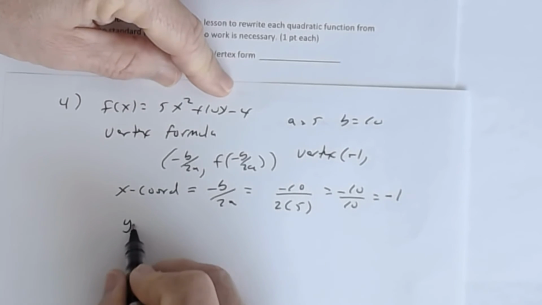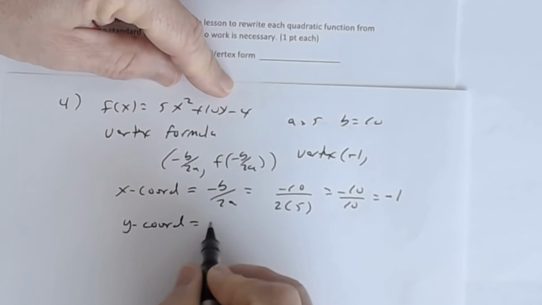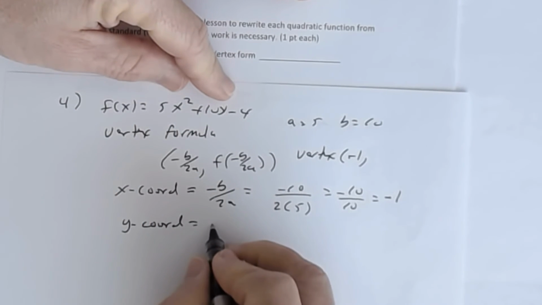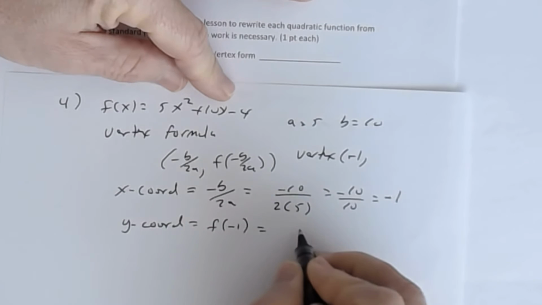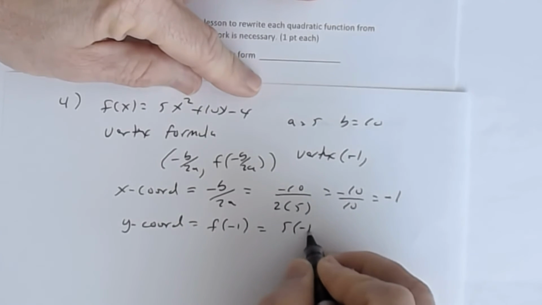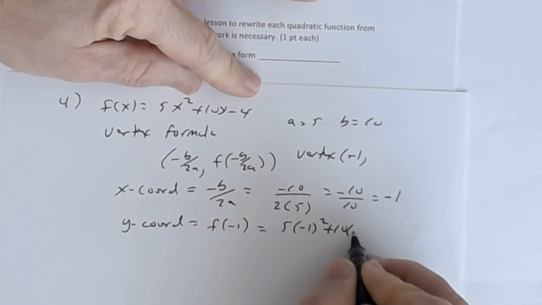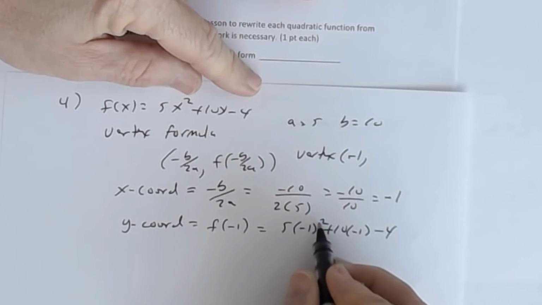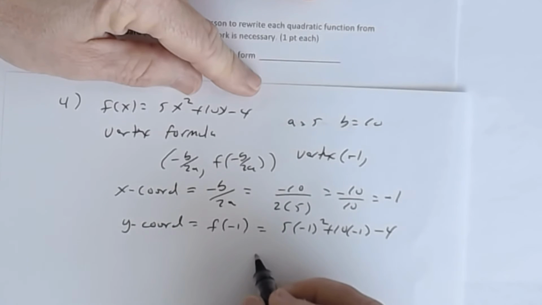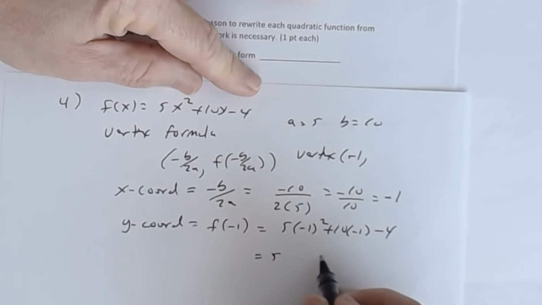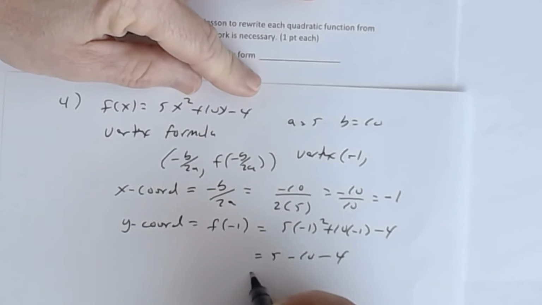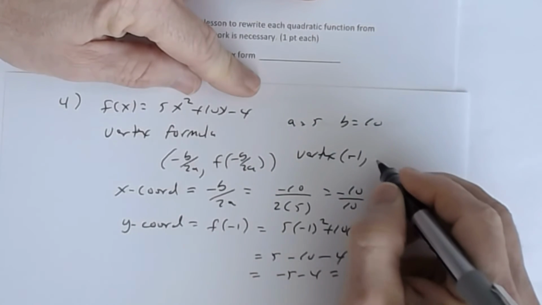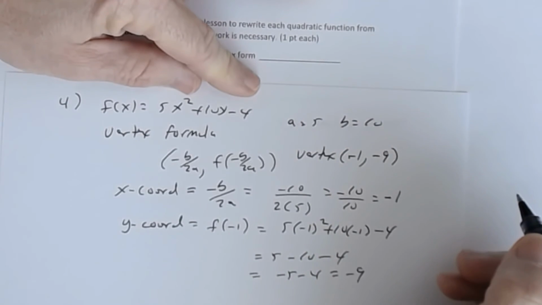To find the y-coordinate, remember you're going to substitute negative 1 into your function where we see the variable x. So the y-coordinate is f of negative 1. So that becomes 5 times negative 1 squared plus 10 times negative 1 minus 4. So negative 1 squared is 1. 1 times 5 is 5. 10 times negative 1 is a negative 10 minus 4. So this becomes a negative 5 minus 4, which is a negative 9. So my vertex is negative 1, negative 9.